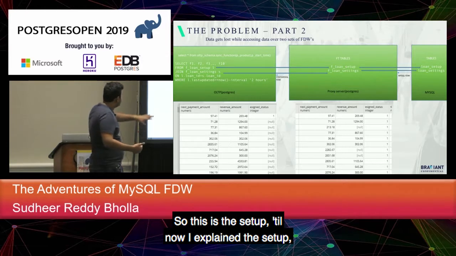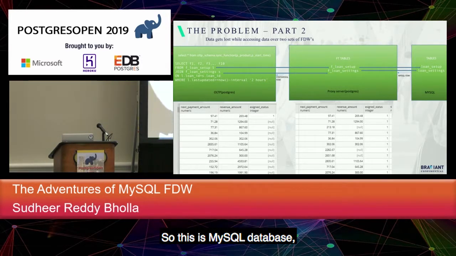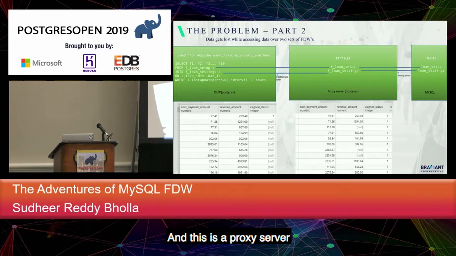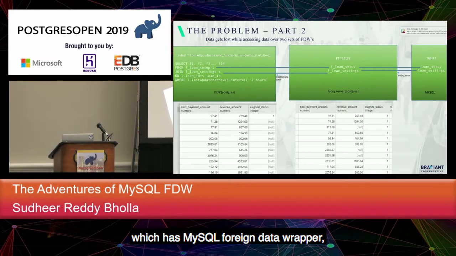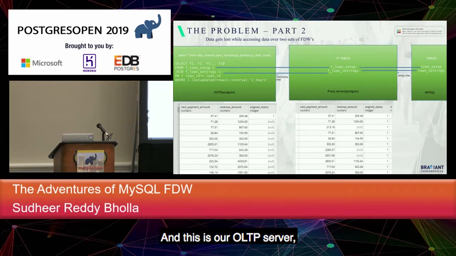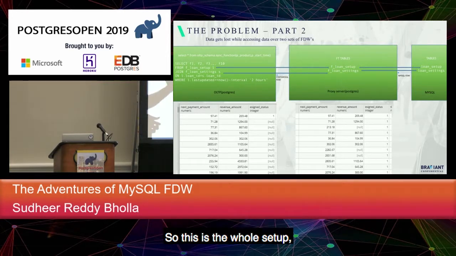So this is the setup. Till now I have explained the setup we had. This is the MySQL database, and those are the tables we need. And this is a proxy server which has the MySQL foreign data wrapper and foreign tables pointing to those tables. And this is our OLTP server, which again has foreign tables which are pointing to the foreign tables of the proxy server. So this is the whole setup we have.